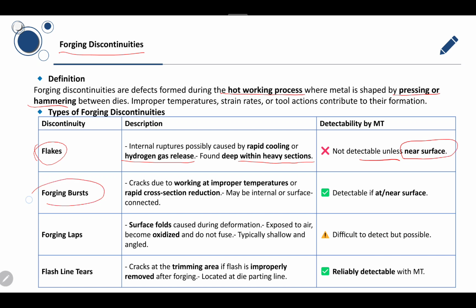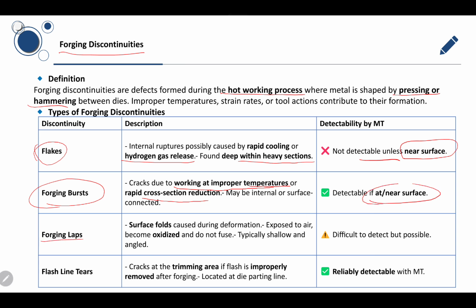Next one is forging bursts. These are cracks caused by working the material at improper temperatures or rapid cross-section reductions. They can be internal or surface connected and are detectable by MT if they are at or near the surface.